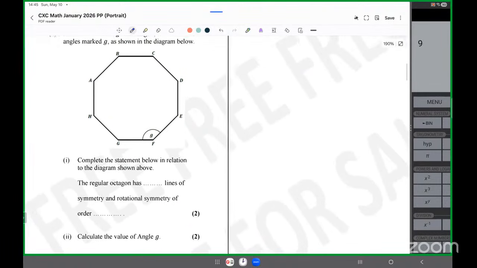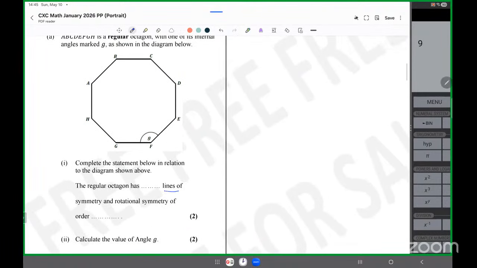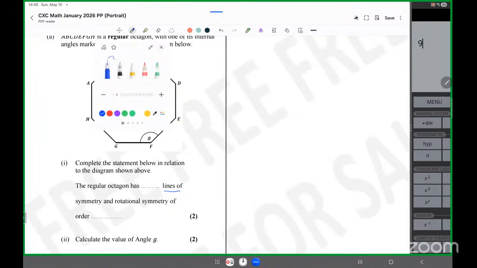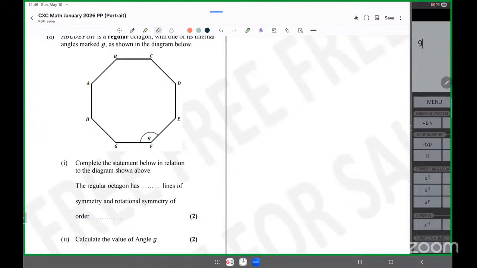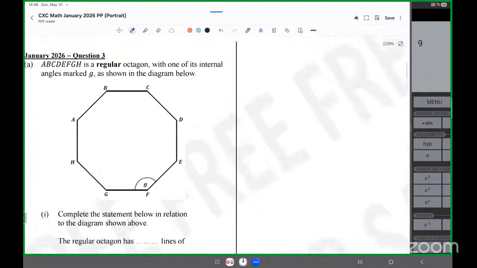Part one. How many lines of symmetry does it have? And what is the rotational order? What is the rotational order number? The lines of symmetry, everybody knows lines of symmetry, right? The line that divides it half and half, one half is the mirror image of the next half. So I have to basically just count them out.